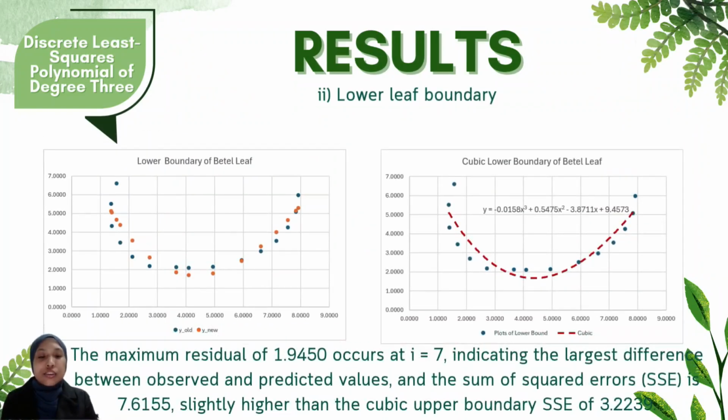Lastly, this is the lower leaf boundary for the polynomial of degree 3. On the left side, you have the points of y old and y new, and the right side is the actual curve fitting of degree 3.